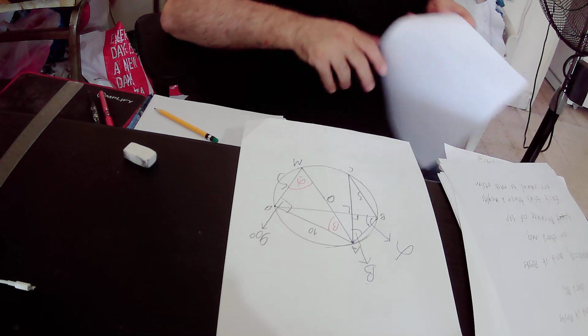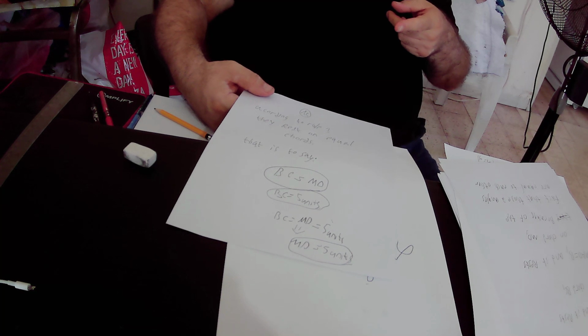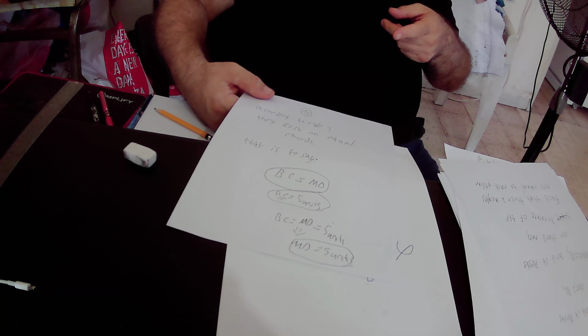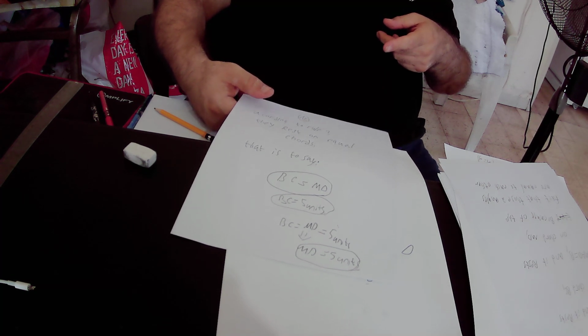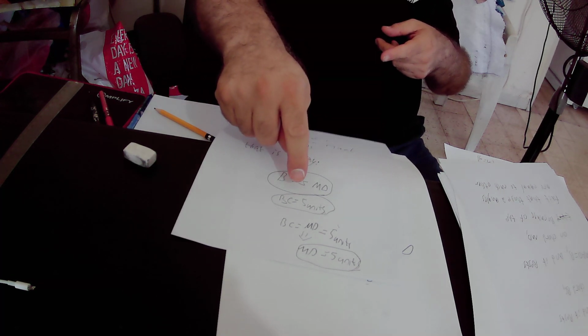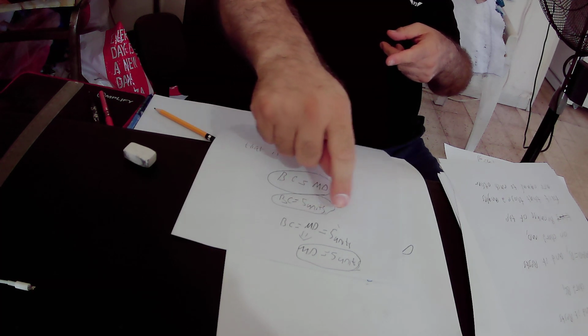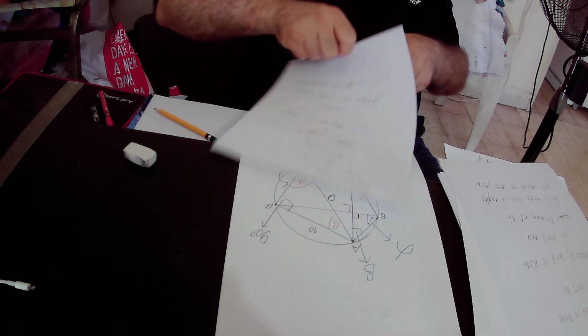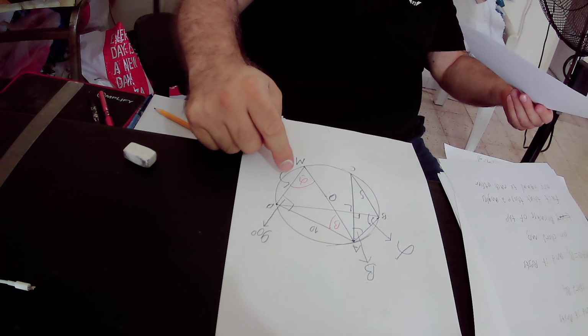So BC equals MD, but it is given in the question that BC equals 5 units. Okay, so we can write down that BC equals MD equals 5 units, and we can deduce from it that MD equals 5 units. Okay, this chord MD equals 5 units.